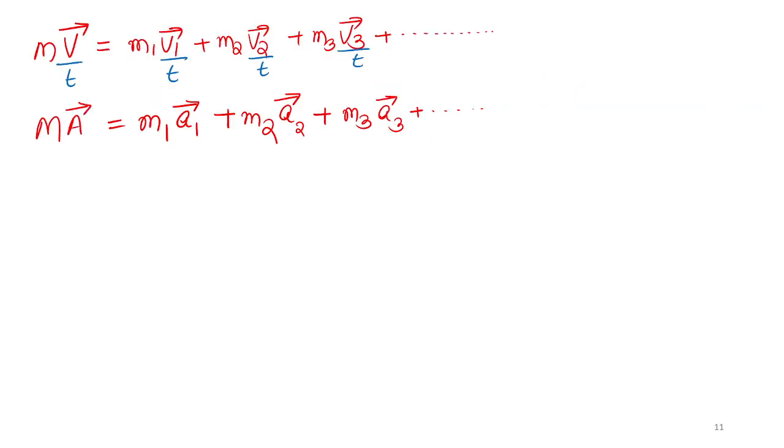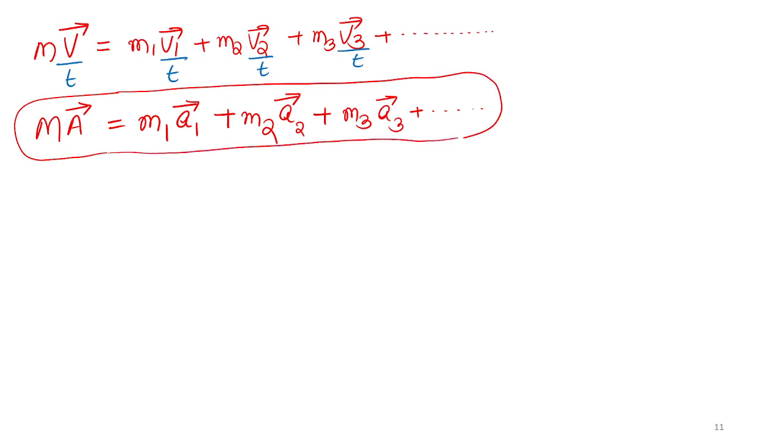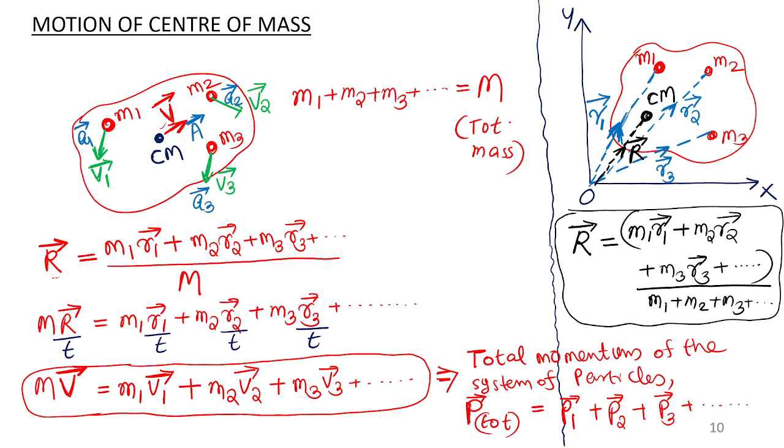So from this formula, you are able to find capital letter A. You can take this capital letter M to the other side. Okay, no problem. Just remember this formula. It is very easy to memorize. So for the acceleration of the system of particles, we can use this formula. And for the velocity of the system of particles, capital letter V, we can use this formula.